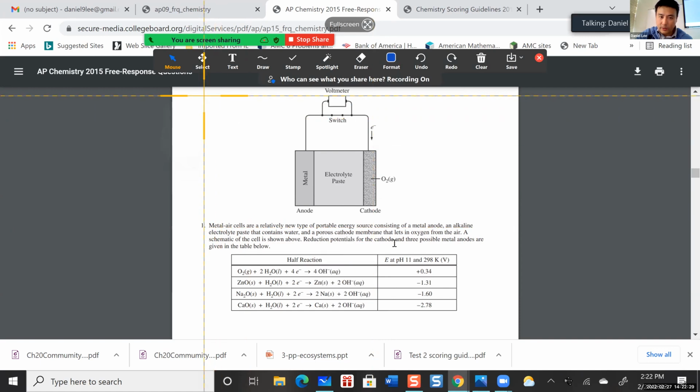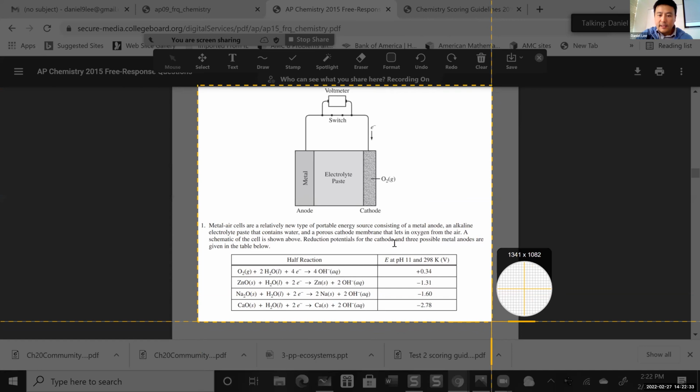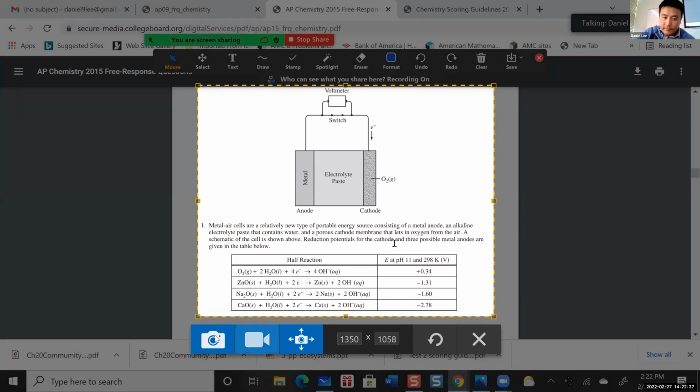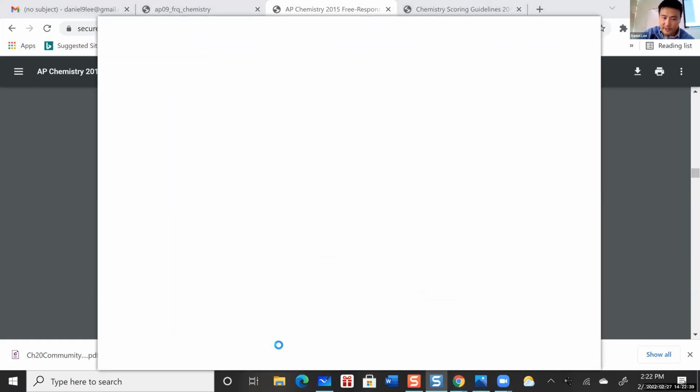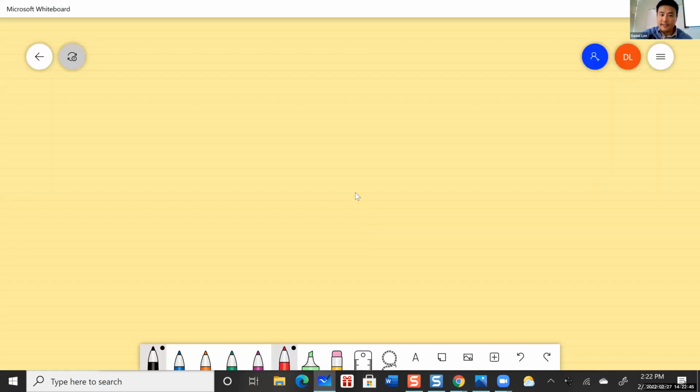Okay, so again, the voltmeter connects them. Wires are connected to the voltmeter, so you can measure the delta E, which will always decrease until it's 0. And you need a salt bridge, which is electrolyte paste. So here is my question.